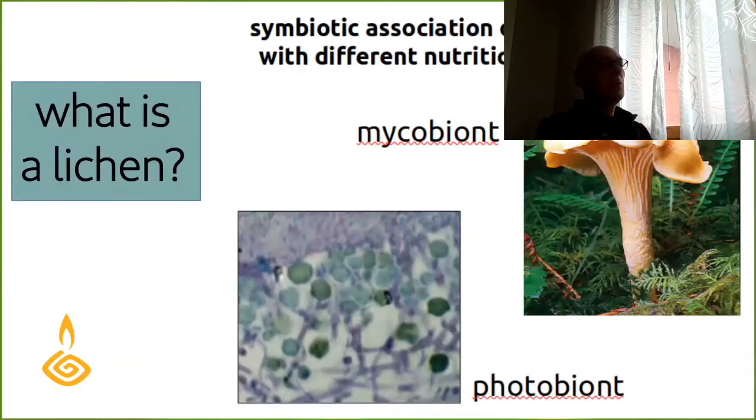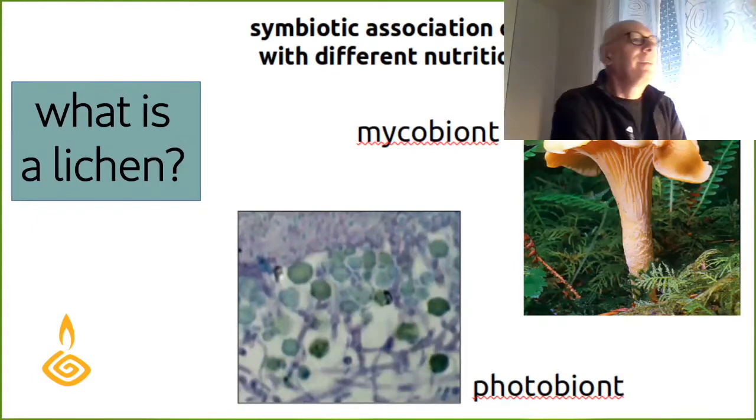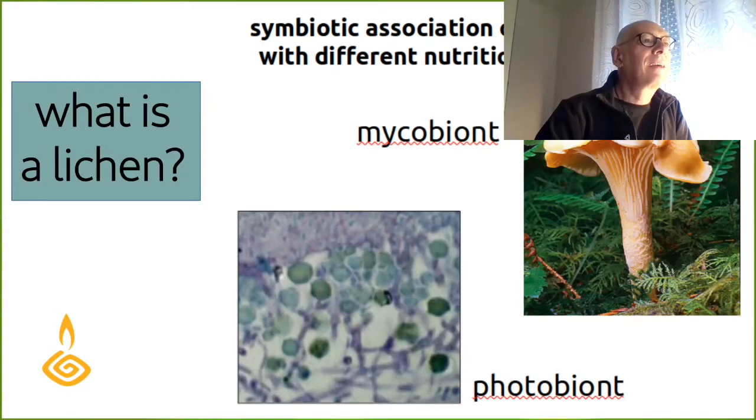Why lichens? What are lichens, first of all? Lichens can be found in any botanical textbook, even for children. It's the most famous example of symbiosis. Lichens are a symbiosis between a fungus, technically known as a mycobiont, and an alga or a cyanobacterium, which is called the photobiont, the partner which is doing photosynthesis.